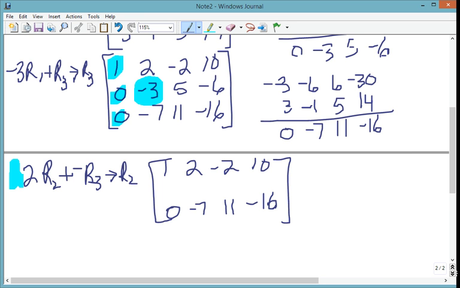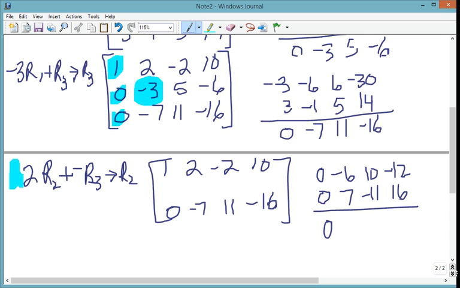Okay, then I'll take row 2 and multiply it by 2. So I get 0, -6, 10, and -12. And the bottom one I'm going to times by -1, so that would be 0, 7, -11, and 16. Add them, I got 0, 1, -1, and 4. So that's what goes here. Okay, so you got the idea. We're only changing one row at a time.